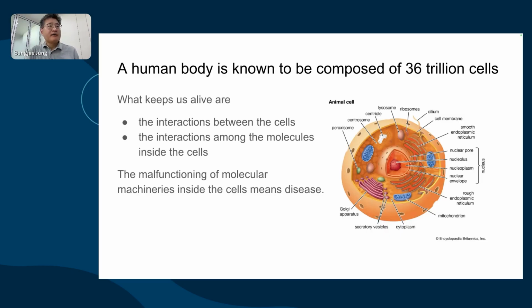A human body is known to be composed of 36 trillion cells. What keeps us alive are the interactions between the cells and the interactions among the molecules inside the cells. And the malfunctioning of molecular machineries inside the cells means a disease.